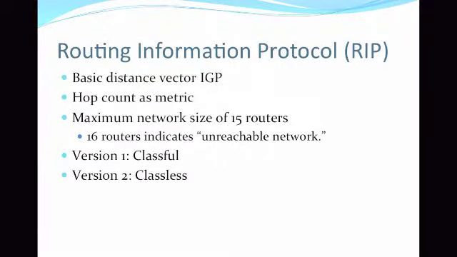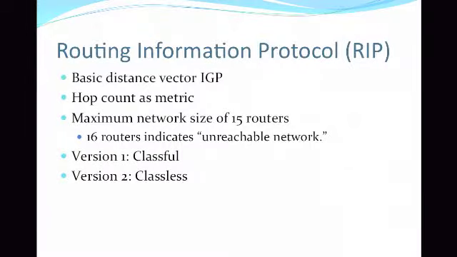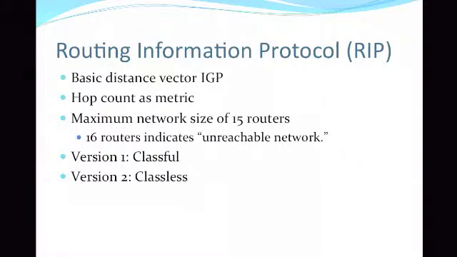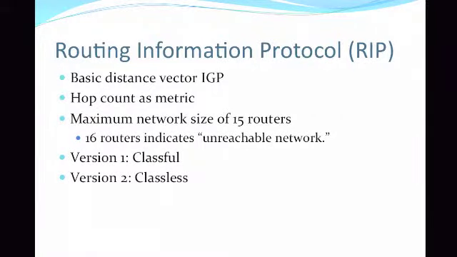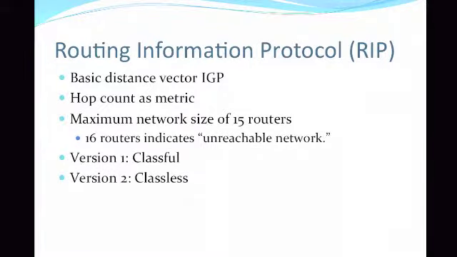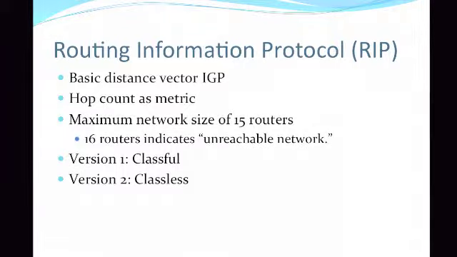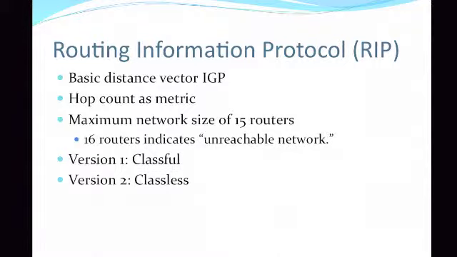One of the first distance vector protocols to be utilized was the Routing Information Protocol, or RIP. RIP utilizes a hop count as its metric. A hop count can most easily be described as the number of routers a packet must pass between before it reaches its destination. As RIP only supports a maximum network size of 15 routers, it is most well suited for smaller networks. There are two versions of RIP, RIP version 1 and RIP version 2. RIP version 1 is classful, while RIP version 2 is classless, which we will describe what exactly that means in a few moments.